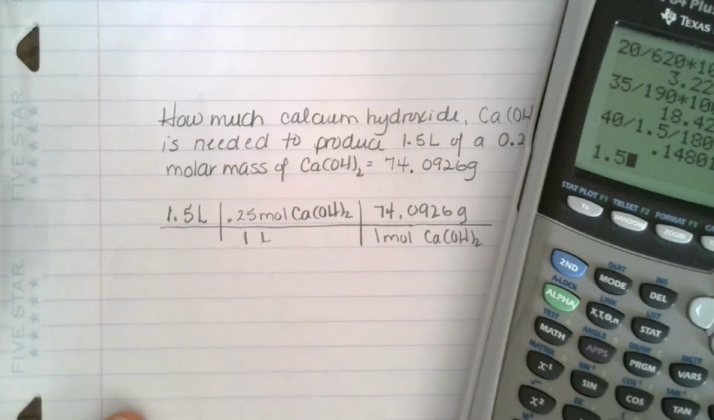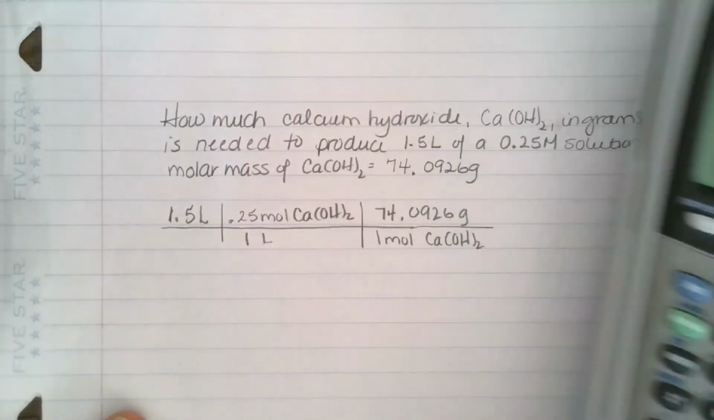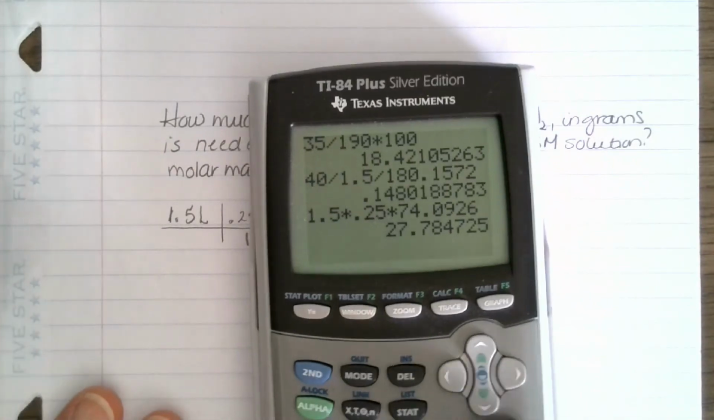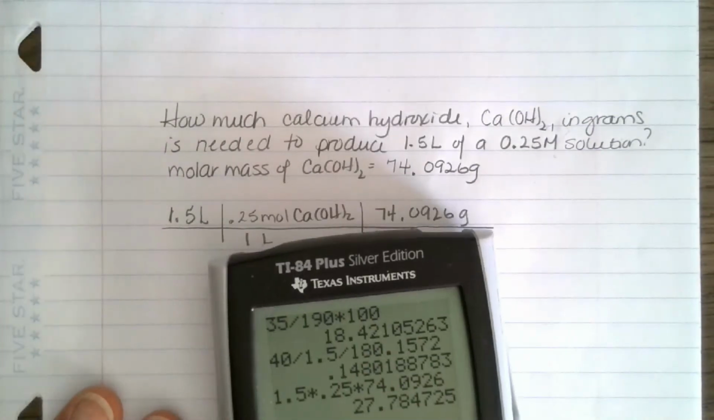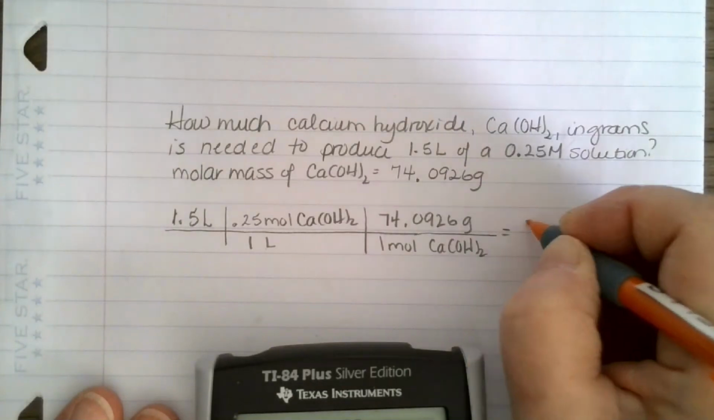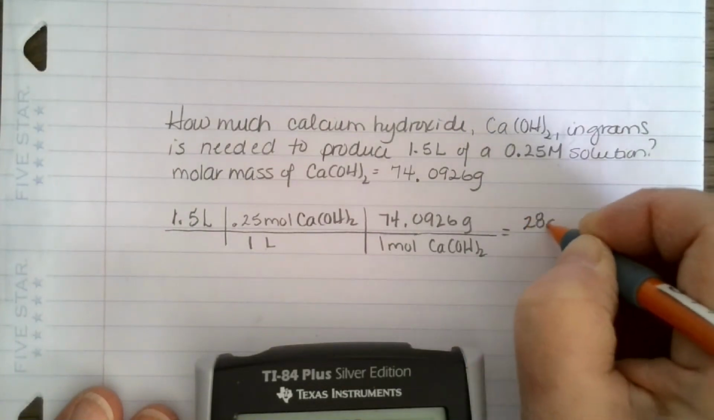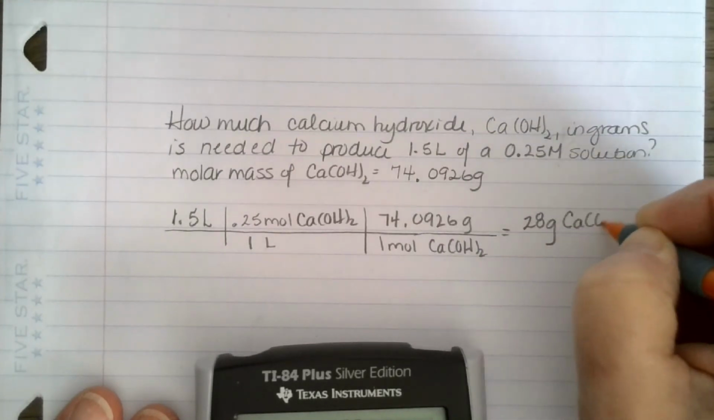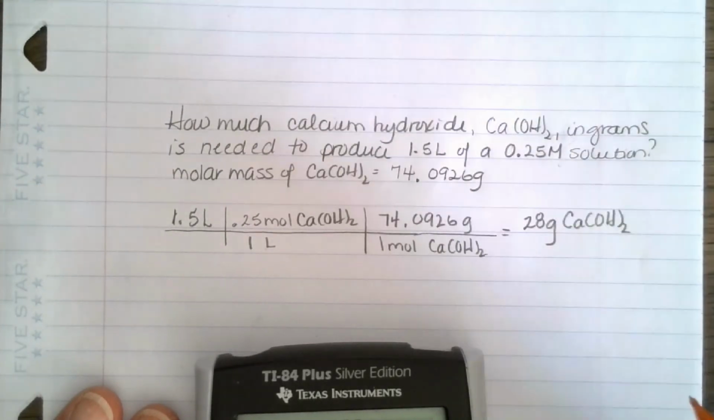1.5 times 0.25 times 74.0926. Enter. I get 27.784725. However, my problem only indicates that I can use 2 significant digits, so my answer would be approximately 28 grams of calcium hydroxide is needed to make that 0.25 molar solution.